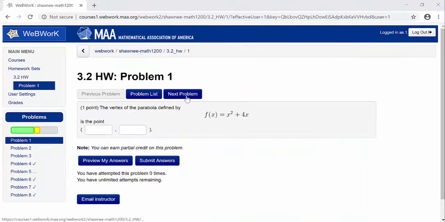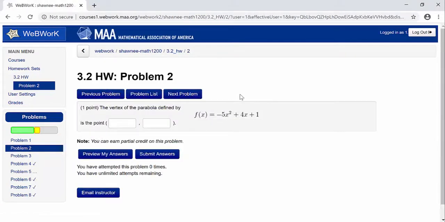Now let's move on to problem 2. We have another problem where we have to find the vertex of a parabola, and we're going to use the same formula that the vertex occurs when the x coordinate is negative b over 2a.